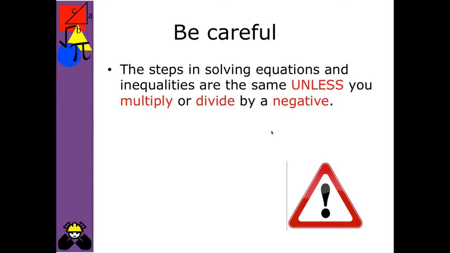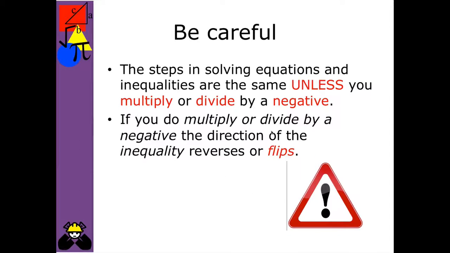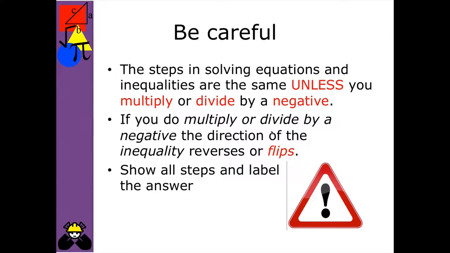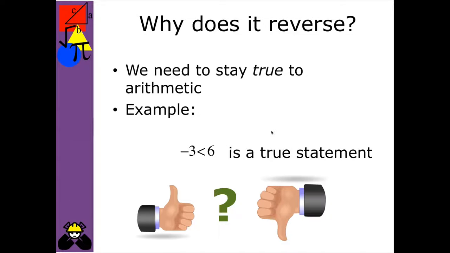So if you multiply or divide by a negative, something special happens. Right? If you do multiply or divide by a negative, the direction of the inequality reverses or it flips. So greater than becomes less than, greater than or equal to becomes less than or equal to, and less than or equal to becomes greater than or equal to. They just flip direction. So we're going to show all steps in a problem and we're going to label the answers. All right?